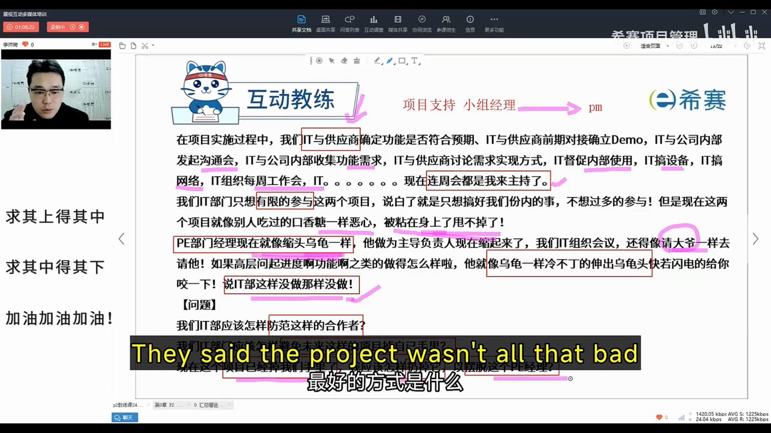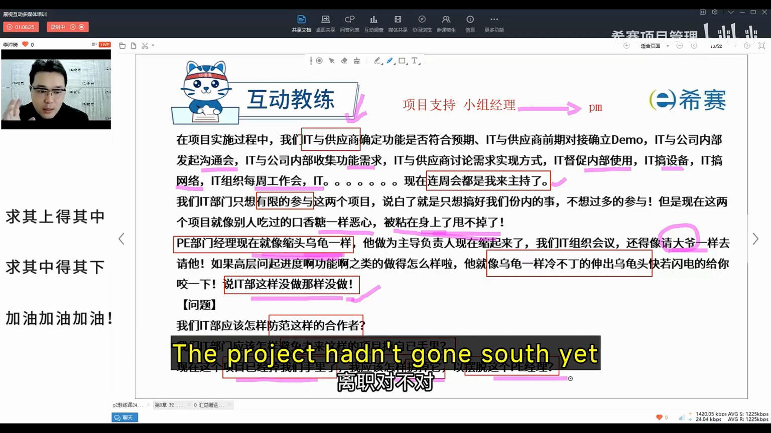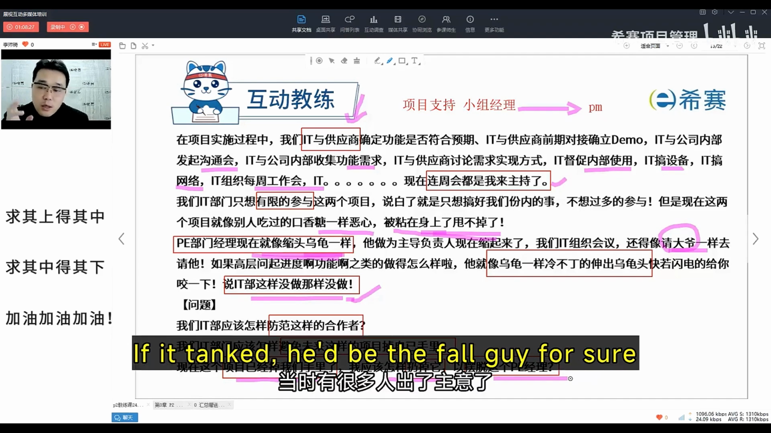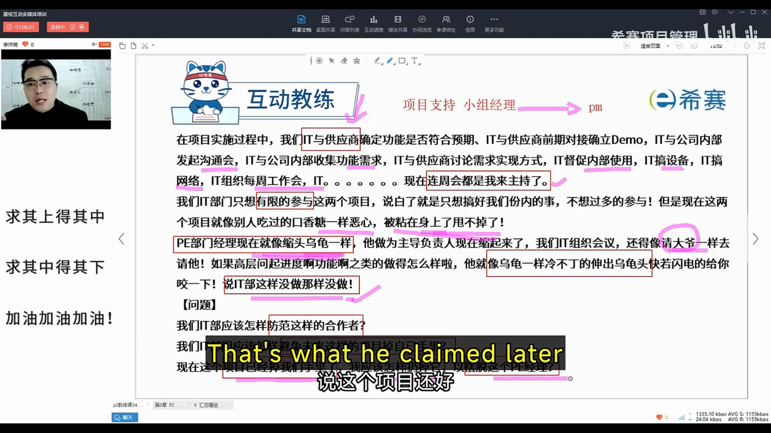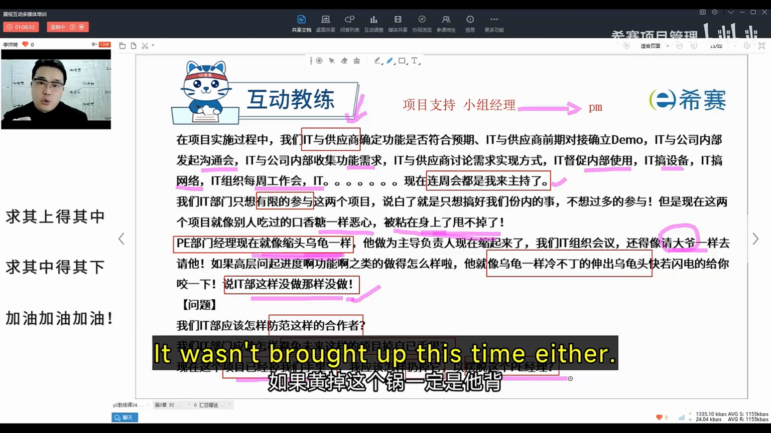They said the project wasn't all that bad. The project hadn't gone south yet. If it tanked, he'd be the fall guy for sure. That's what he claimed later. Nobody mentioned it back then. It wasn't brought up this time either.